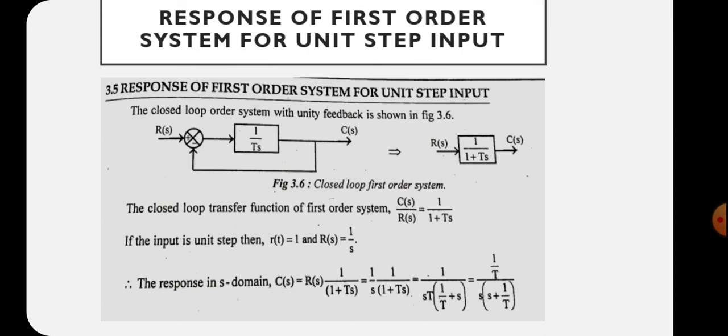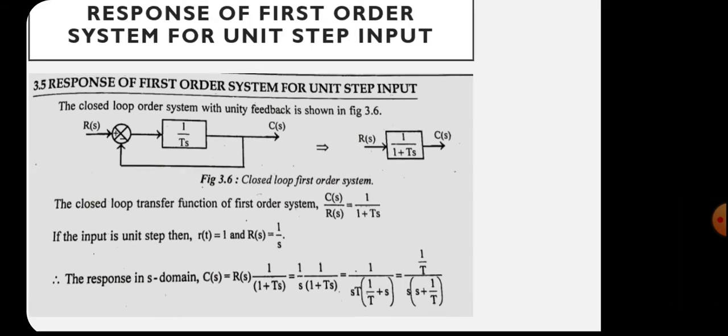So we can take t outside from the denominator side. So we will get 1 divided by st into 1 by t plus s. And we are taking t outside in order to make the quotient of s as 1. Then only we can take the inverse Laplace transform easily. So this form can be written as 1 by t whole divided by s into s plus 1 by t. So in the next step, we want to find out the response in time domain. So for getting the response in time domain, we have to take inverse Laplace transform.